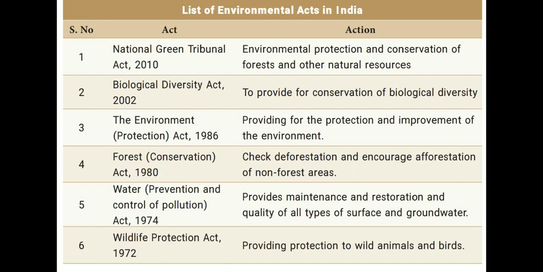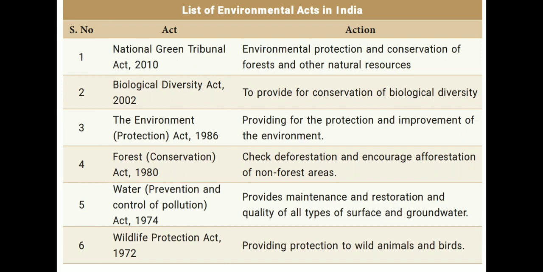According to the 1980 Act, they want to check deforestation. People should not cut down trees, and they also want to encourage people to plant more trees where there are none. Which area was considered as having no plants? They want to plant more trees there, according to this Forest Act. When was the Forest Act started? 1980. It is also called the Conservation Act.